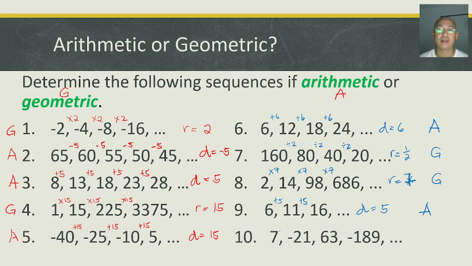Number 10: 7, negative 21, 63, negative 189. We are multiplying by 3, but not just 3. We are multiplying by negative 3. So therefore, the common ratio is negative 3, and this is a geometric sequence. In a geometric sequence, you will observe that if the signs of the terms are alternating, then your common ratio is negative. Take note of that.